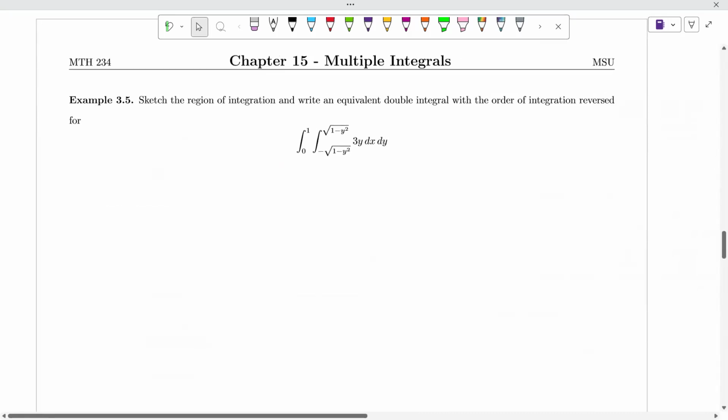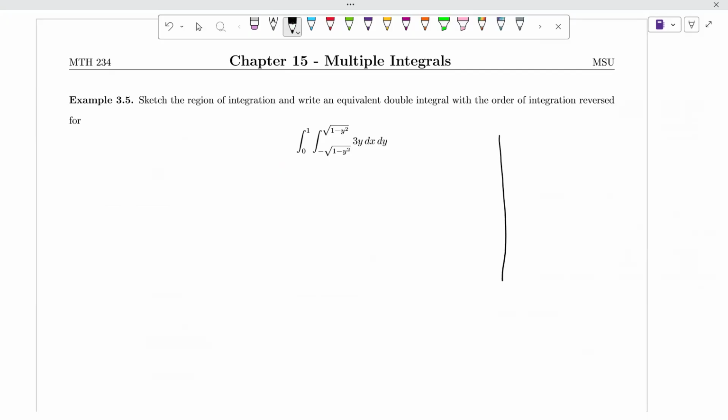But so let's look at our first example. How long did it take to get to an example? Only 17 minutes. Not the worst time, but I could do better. Anyway, on to this example.